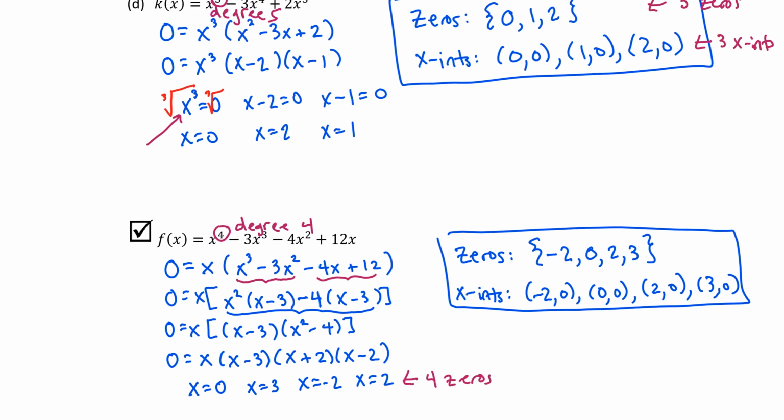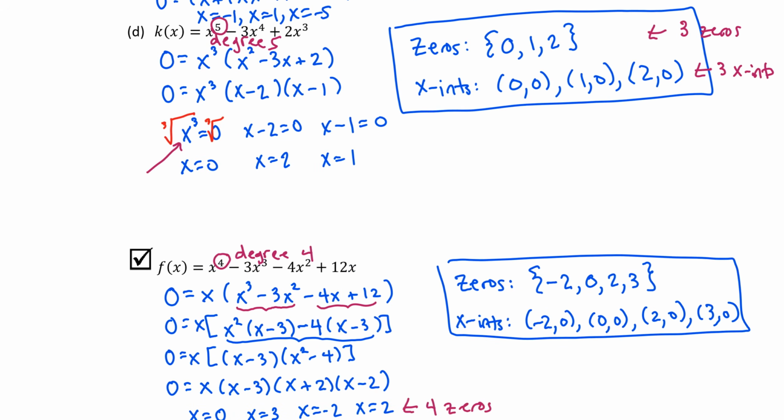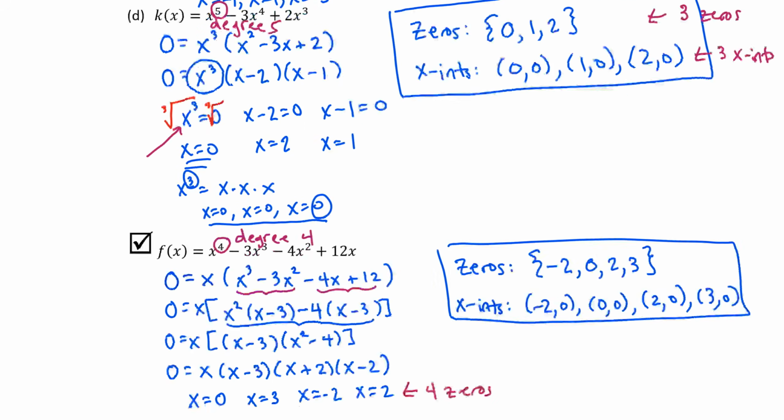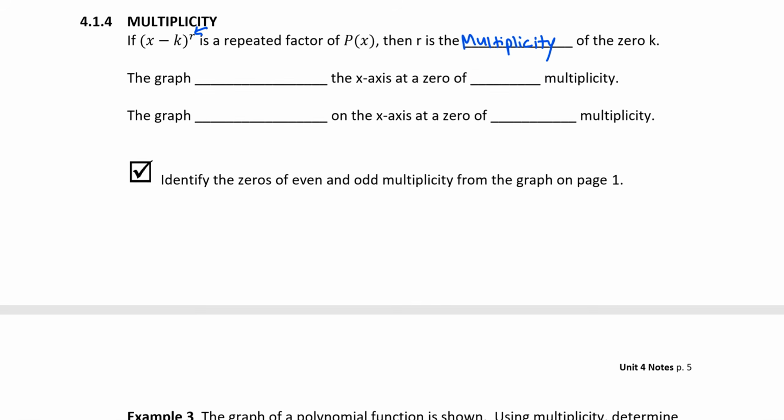Back up here in example D, we had this factor x cubed that gave us a single zero. Well, x cubed actually represents 3 factors, x times x times x. Each of those factors would yield the same zero. So we say that the zero has multiplicity 3. That means it repeats 3 times. And notice that is indicated by the exponent on that repeated factor.